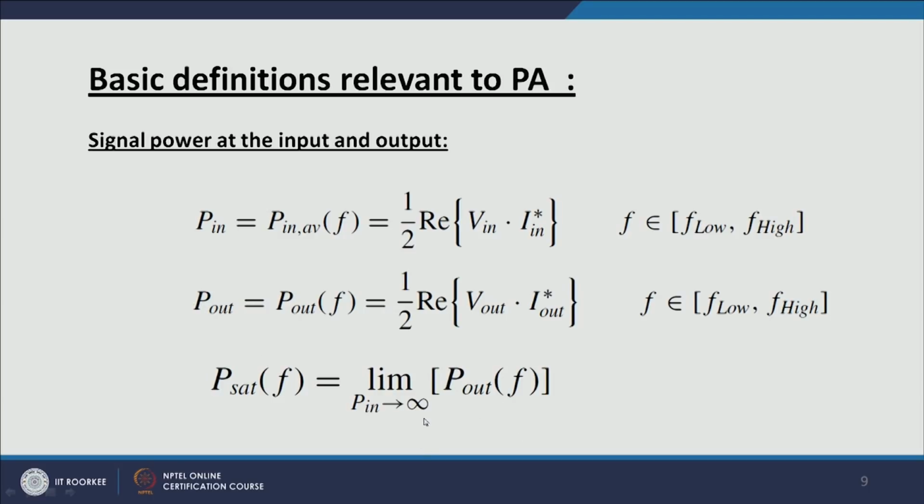Now apart from input power and output power, there is something called saturation power. So what is the saturation power? If we keep increasing the power of the input signal, then our output power will become saturated. This is what we had seen. So that power where this saturation starts is called the saturation power, and of course the input cannot go to infinity. At some particular input power it will simply burn.